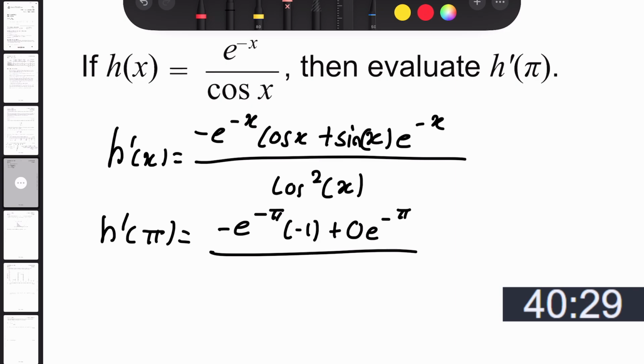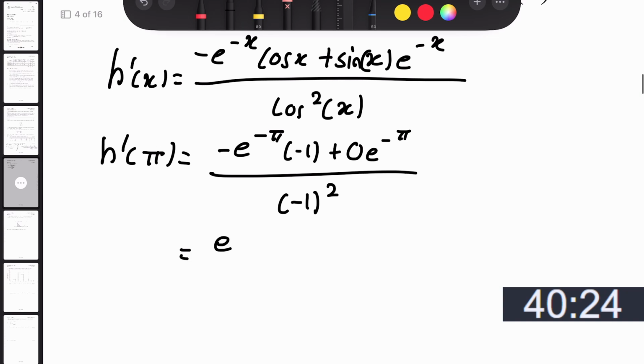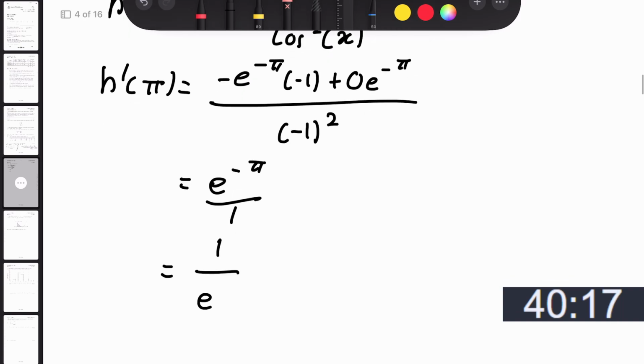So cosine of pi is again negative 1, squared. So this is just going to be e to the negative pi all on 1, or let's say it's 1 on e to the pi.